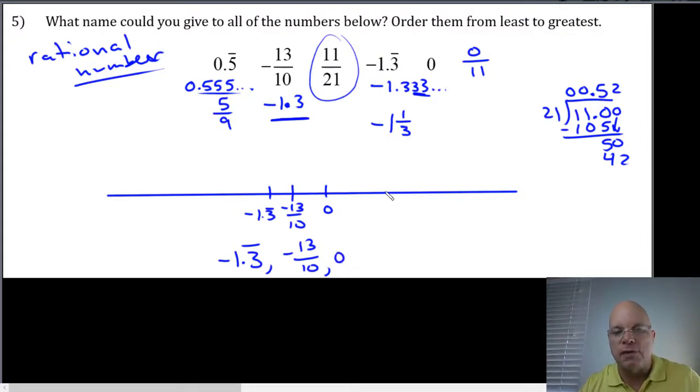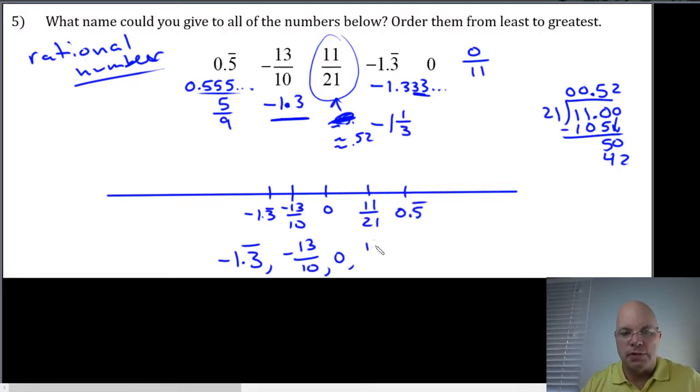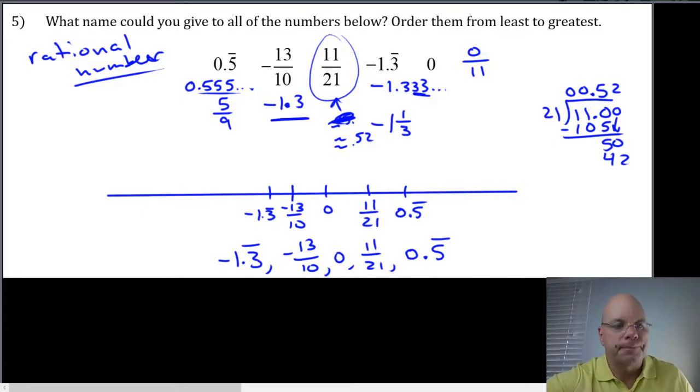And then as I move into the positive numbers, as we said, this is approximately 52 hundredths, a little more than that, but in any case, we would definitely see 11/21sts before we would see 0.5 repeating. So 11/21sts is next, and then our greatest value is 0.5 repeating. So there's the list, and these are all rational numbers.